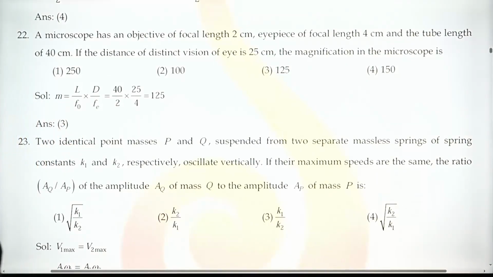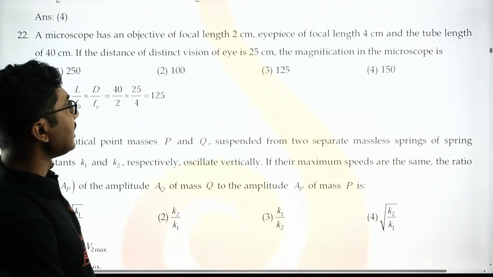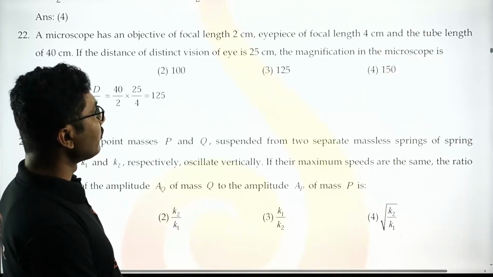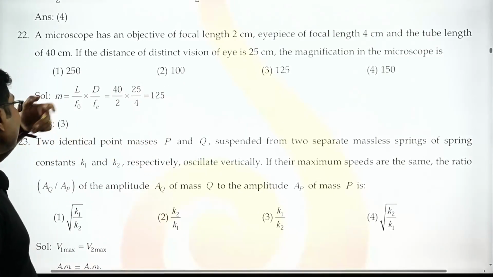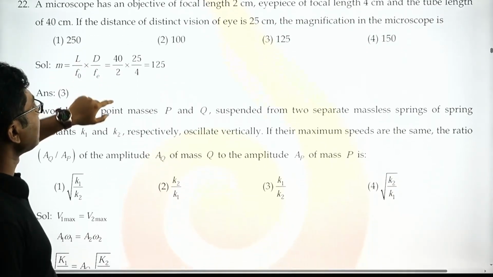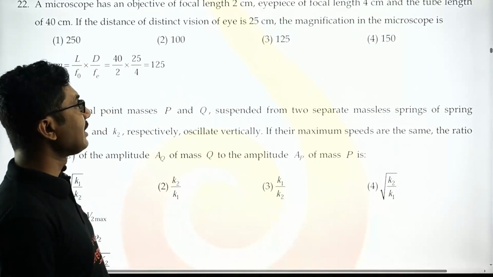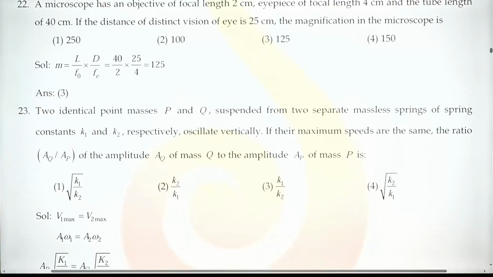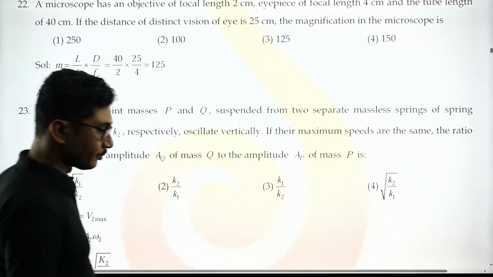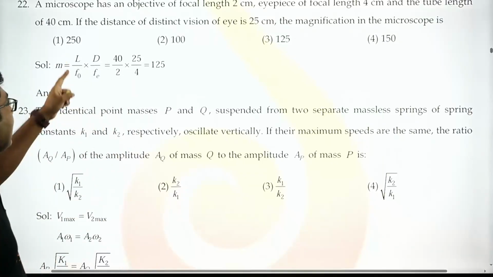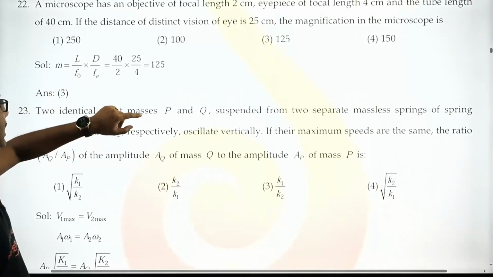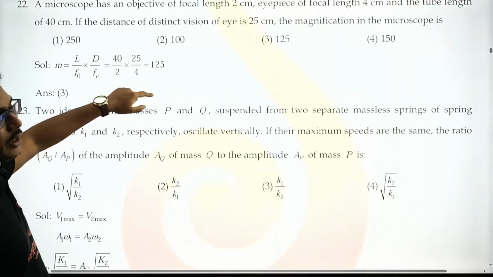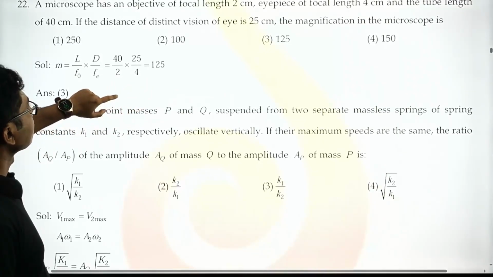A microscope has an objective of focal length 2 cm, eyepiece of focal length 4 cm, and the tube length of 40 cm. If the distance of distinct vision of the eye is 25 cm, find the magnification of the microscope. It is an easy question. For a microscope, not a telescope, it will be L by FO into D by FE. From there you can calculate the magnification is 125.